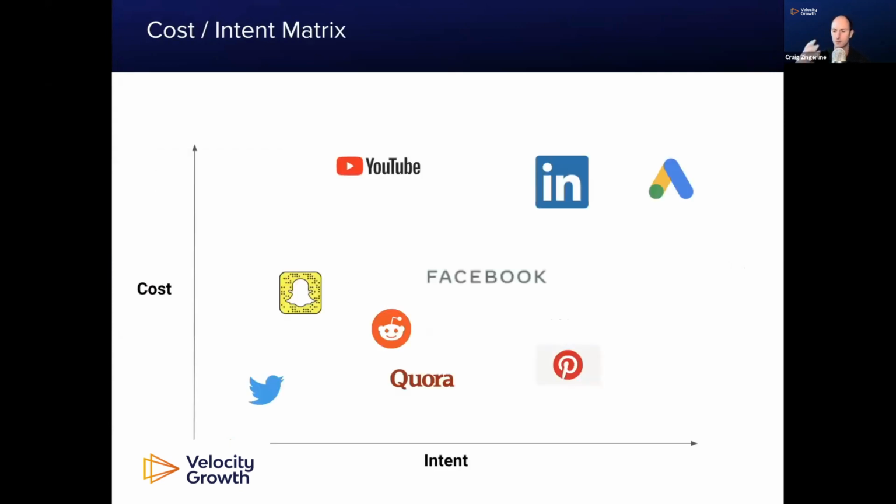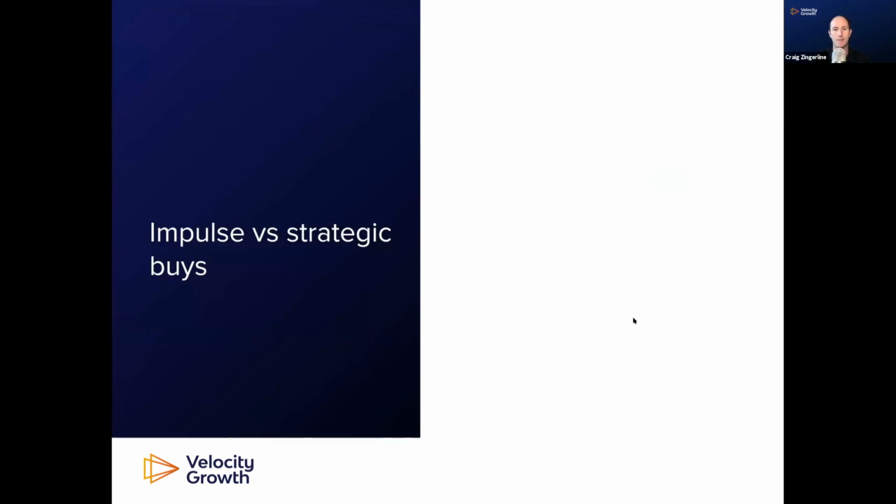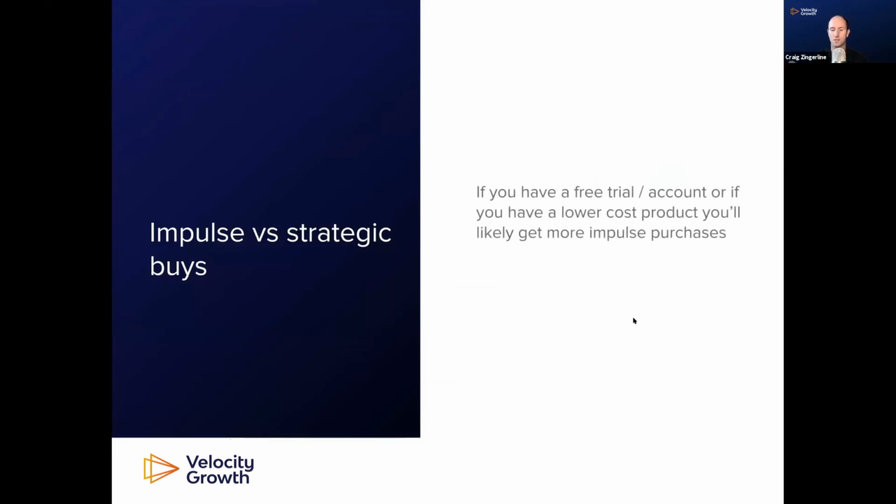And getting back to the intentionality side, there's this cost and intent matrix. Generally speaking, the lower the intent of the channel, the lower the cost. The higher the intent, the higher the cost is going to be. With higher intent and higher cost, you're probably going to get better results relatively quickly, but you're going to need to spend a lot more money there too. And then again, there's this concept of what's the user behavior? Is your user making an impulse buy or a strategic buy?